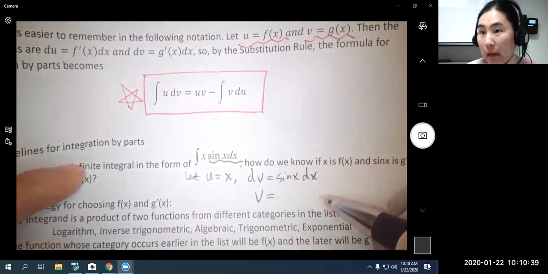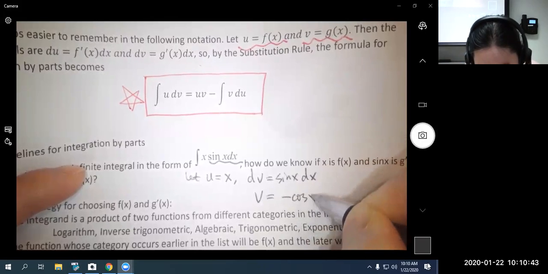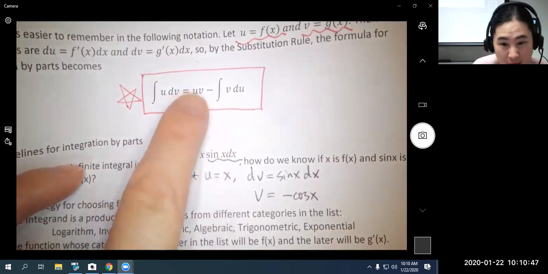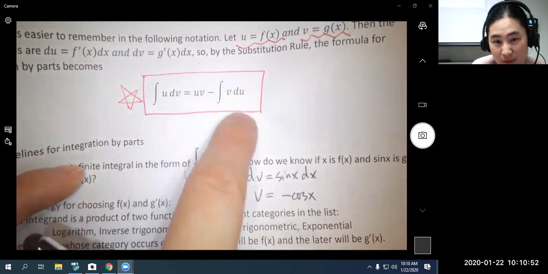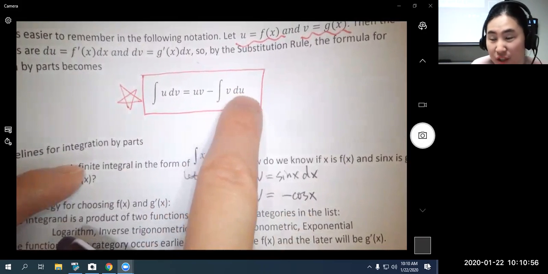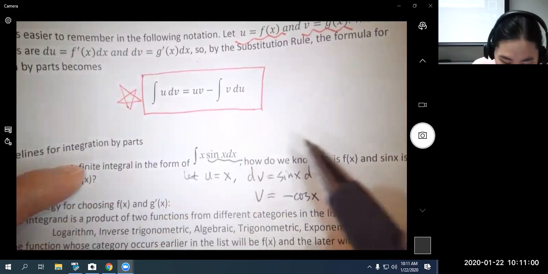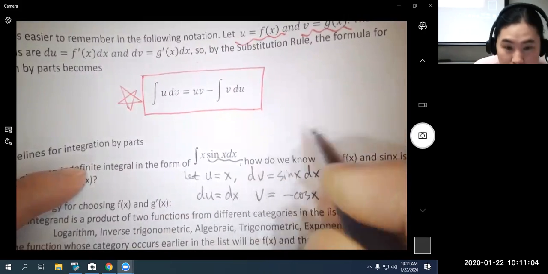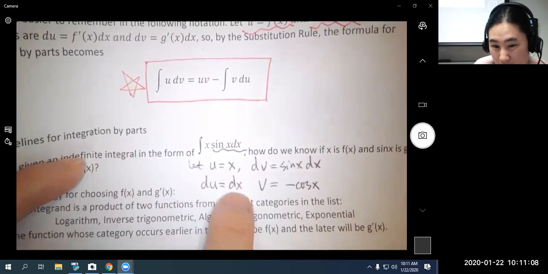Cosine? Or negative cosine? Yes, negative cosine. Okay, so we know u is x, we know v is negative cosine x. And also we need to compute this integral of v times du, right? So we're going to differentiate what? The u, right? So du becomes what? dx, okay? u equals x, so du equals dx.